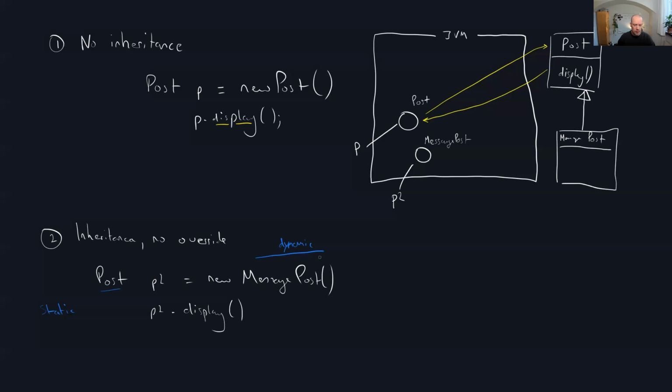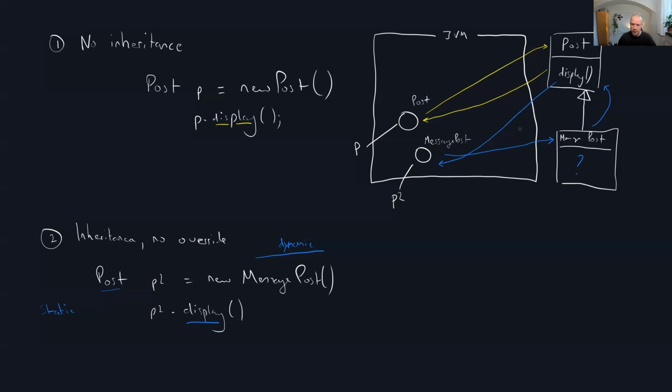So whenever we get to calling display, during the runtime this has the type MessagePost. The runtime will look: do you have a display method? It will not find one there, but you do have an inheritance relationship, so it will traverse up that and find that there is actually a display method that can be executed. This is how method lookup works, and it will run this particular version.